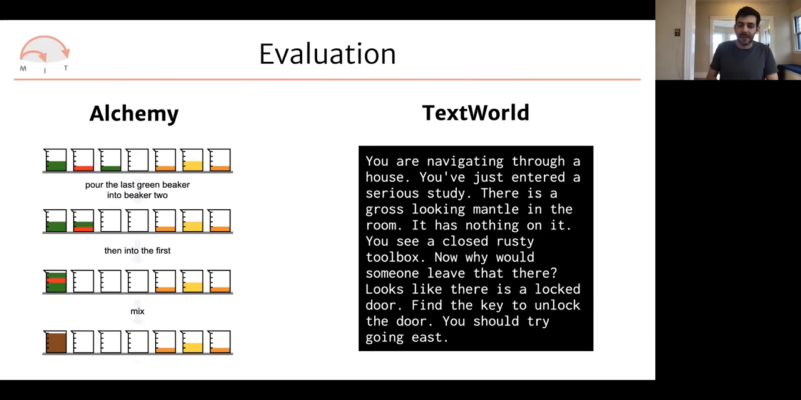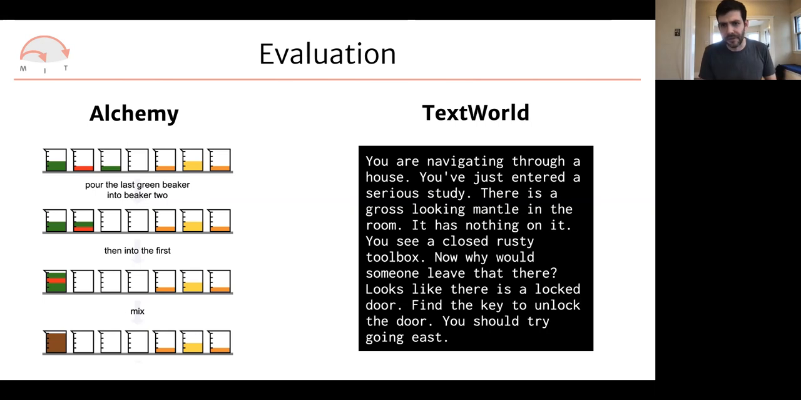The first is this alchemy data set, which involves a lot of reasoning about undescribed state changes, like we were looking at before. Pour the last green beaker into beaker 2, then into the first, and then mix. And what you wind up with is a brown beaker. And we're going to ask questions like, what color is the first beaker? Even though the word brown never shows up here, and the identities of the colors of the particular things are, for the most part, never explicitly discussed.